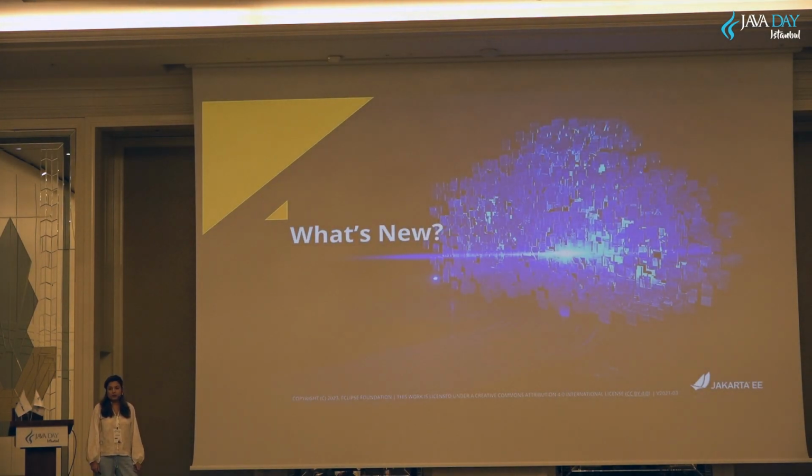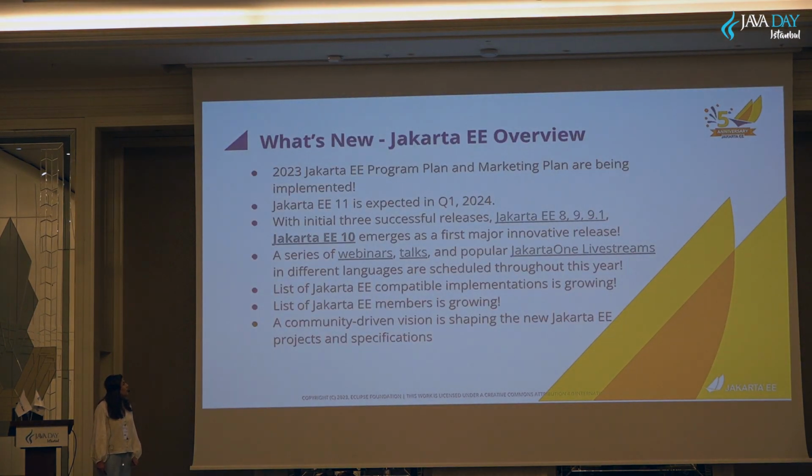But what is new? What is going on in the Jakarta world? We have a steering committee and a marketing committee at the Jakarta Working Group, and they work on coming up with a program plan every year and a marketing plan to be able to achieve our priorities and objectives in terms of the technical direction for Jakarta EE and creating awareness in the industry and in the world. So Jakarta EE 11 is underway. The committee is already working on that. I'll go through some slides to explain what is going on there. And Jakarta EE 10 was released in October last year. I'll explain what the key features are.